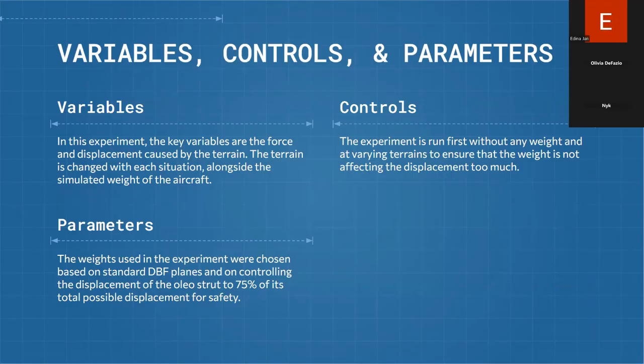The key variables are the force and displacement caused by the changed terrain. We chose a 75% displacement as our safety limit from observation, and the experiment was run first without any weight in the load frame to ensure that the shaker table and motion capture were working well.